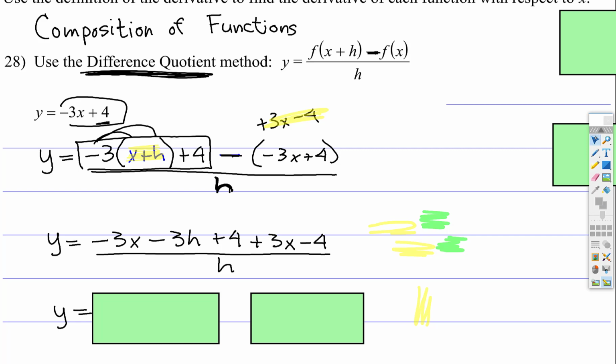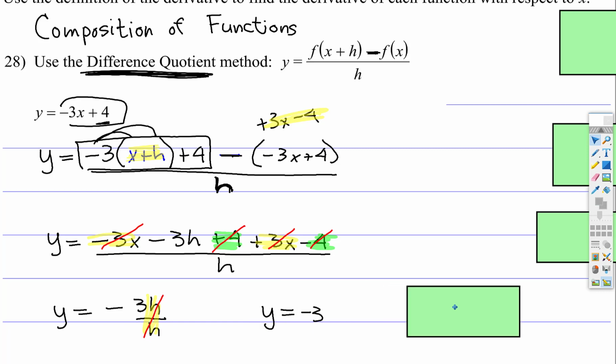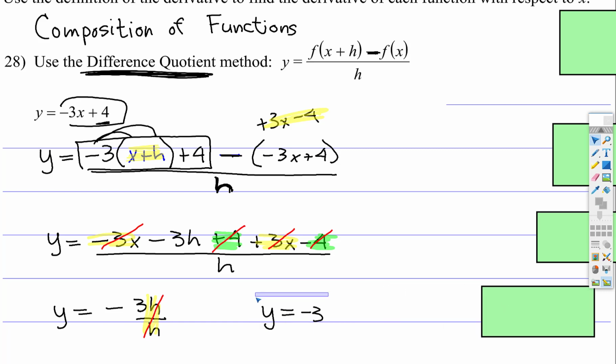And then you're going to look to see if anything cancels. Well, we have a -3x and a positive 3x, and -3x plus positive 3x cancels. Then we have a positive 4 and a -4. When you add those two, they cancel. What that leaves is -3h divided by h. But we know h divided by h is 1, so that cancels. So when you're all the way finished, your final solution is y is equal to -3.